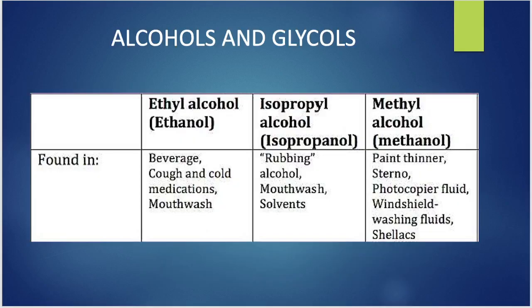Next, we have your different alcohols and glycols. So please take note of these different alcohols. We have your ethanol, which is present in beverages, cough and cold medication, and even mouthwash. Your isopropyl alcohol, which is your rubbing alcohol, but also present in mouthwash or different solvents. And your methanol, which is present in paint thinner, Sterno, photocopier fluid, windshield washing fluids, and shellacs.